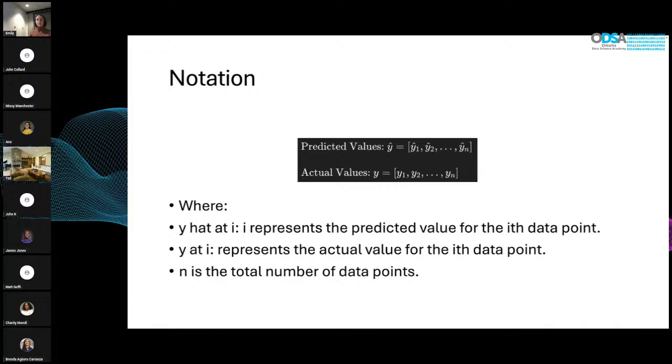Okay, any questions on this notation? We're going to use this a lot.